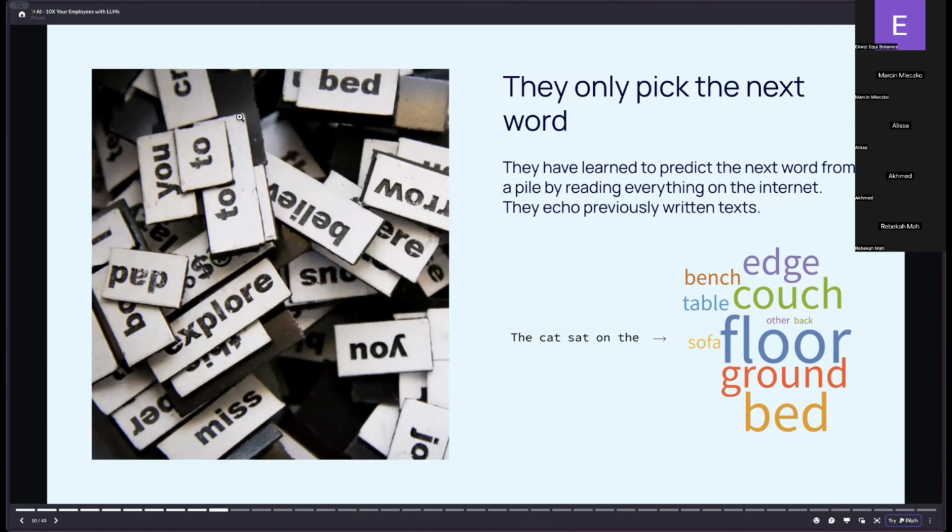If you see that here, for example, if you have the text "the cat sat on the", then it has a whole list of options it could pick from. And then it picks most often the most likely one. So this could be, for example, here, the floor, the ground, the bed, the couch.